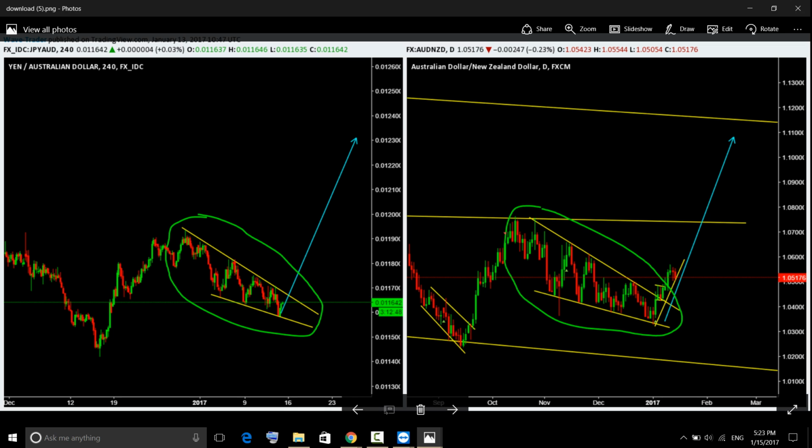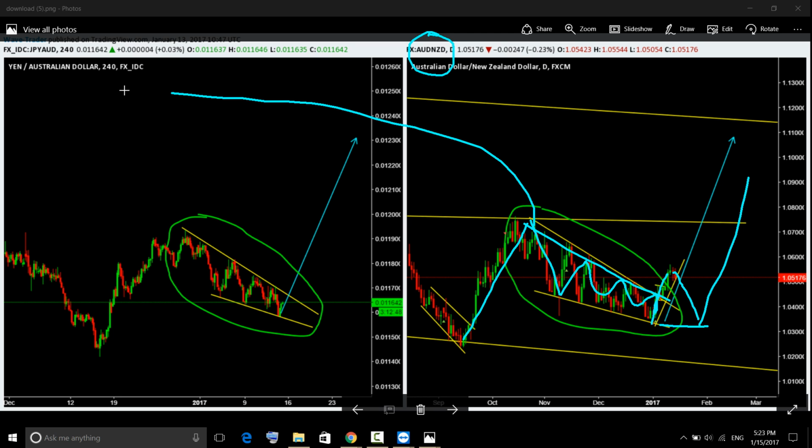You can see we were tracking this pair for a very long time. It was forming a falling wedge, and then the falling wedge broke out, but with a corrective move, so it can retest the bottom again. If so, then we will look for upside. This is the Australian dollar and New Zealand dollar pair.